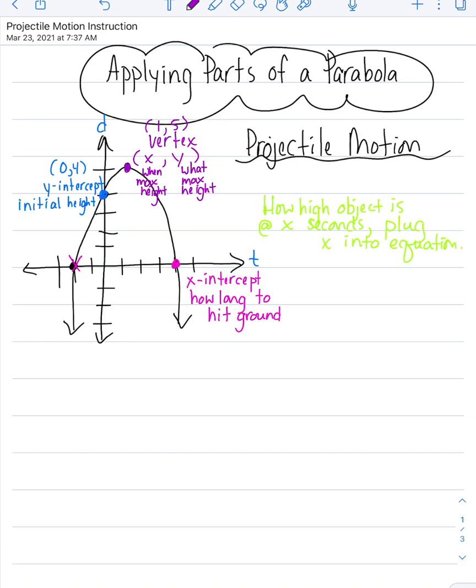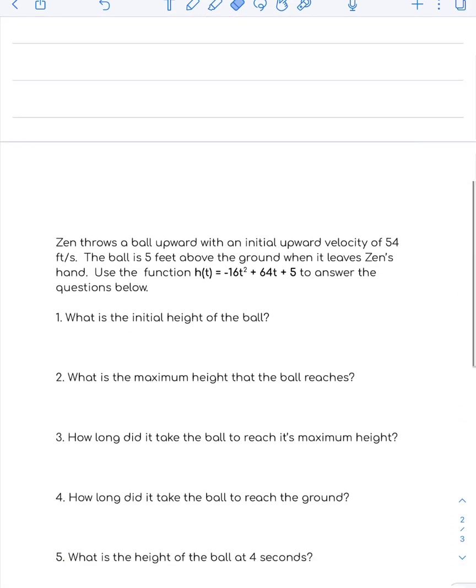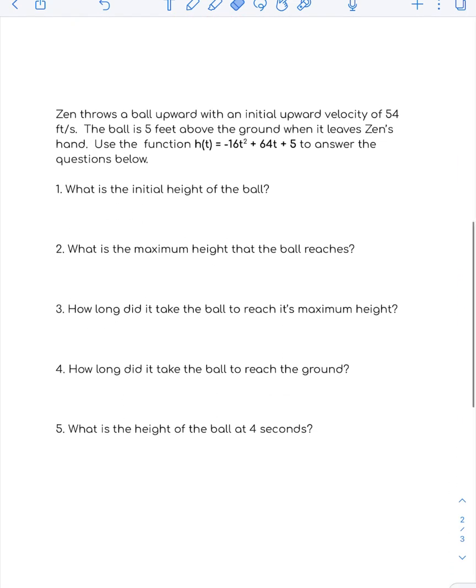Now let's go down to this positive x-intercept. The x-intercept here is (4, 0). So again, let's use seconds for time. So that tells me how long does it take to hit the ground? It takes 4 seconds for this ball to hit the ground. So now let's take this and apply it in a way that you'll see on your problems today. I want you to pause the video and copy the problem.